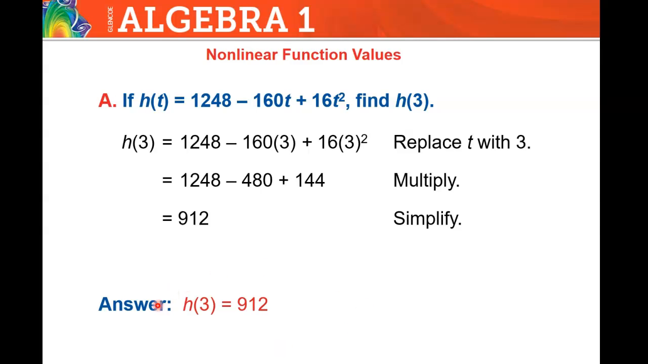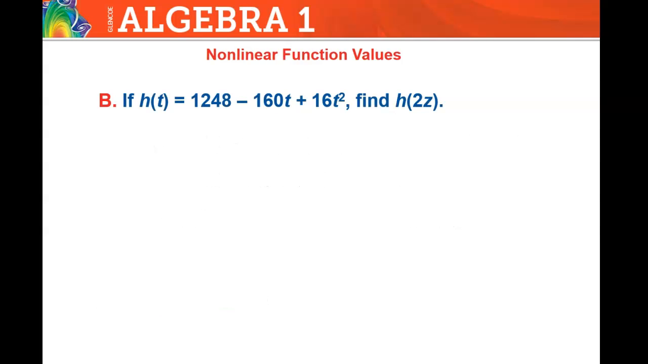So once again, h of 3 is equal to 912. So the function h of t, at t equals 3, is equal to 912. Let's stop there for today.